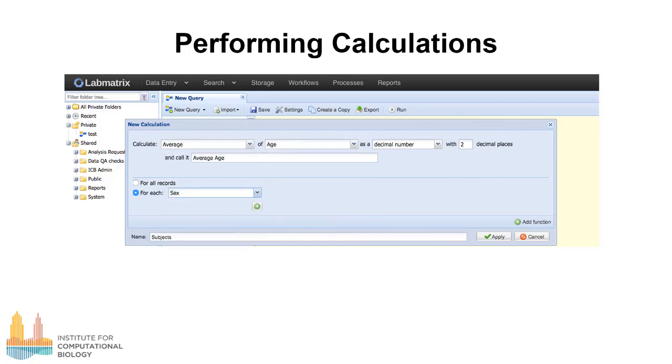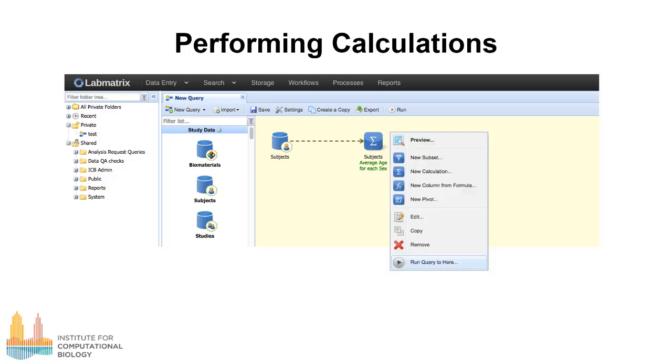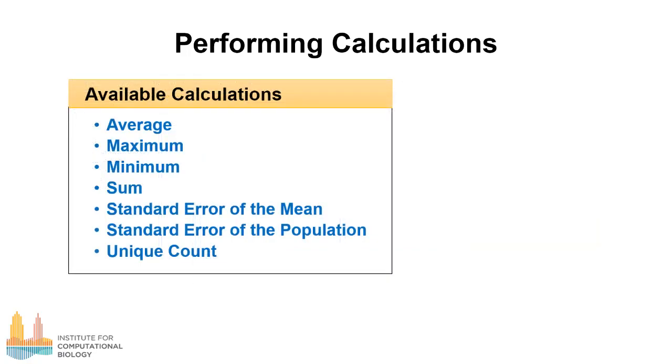Once the calculation options have been selected, click Apply. The calculation icon will appear on the canvas connected to the source dataset with a dashed arrow. To run the query, click on Run from the top of the window, or right-click the node and select Run Query to here. Once the columns are selected, click Run Query. The results will open in a new tab. Here are the available calculation options.